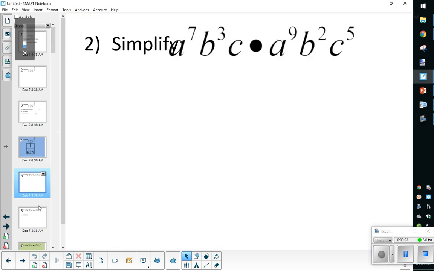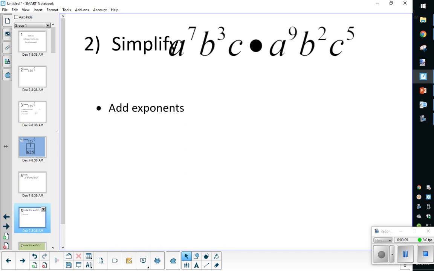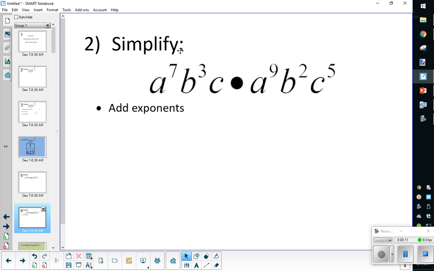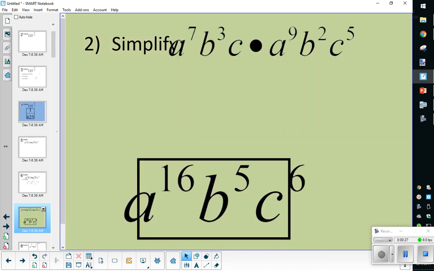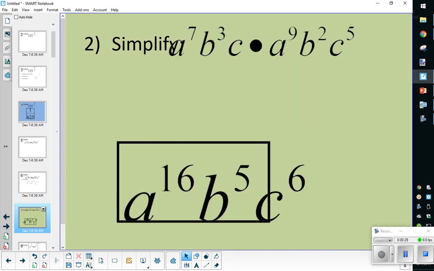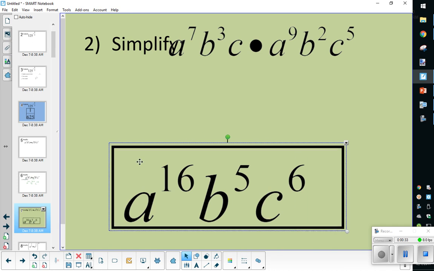Let's do this one. Number 2 says simplify a to the 7th b to the 3rd c times a to the 9th b squared c to the 5th. Remember that when we are multiplying, what we really are doing is adding the exponents. For the a's, I'm taking 7 plus 9. For the b's, 3 plus 2. For the c's, that's really a 1, so it's 1 plus 5. When I add those together, I get a to the 16th times b to the 5th times c to the 6th.